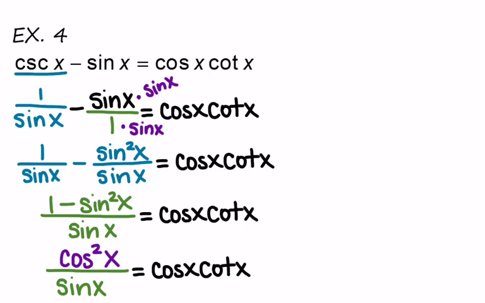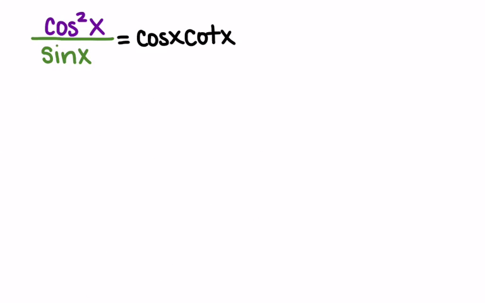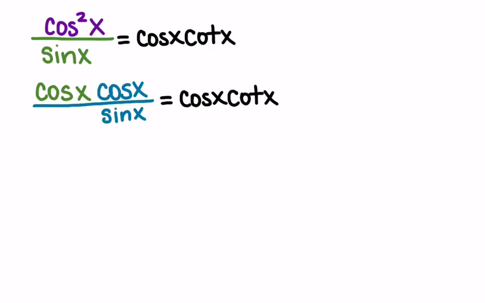I'm going to go to another slide, and I'm going to keep this step the same. I'm going to split my cosines apart because I see in my answer that I have one cosine. Somehow I'm going to have to get rid of the second one. So I've got cosine times cosine over sine equals cosine x cotangent x. And I notice that cosine x divided by sine x is actually cotangent.